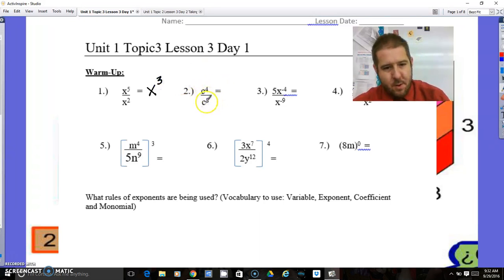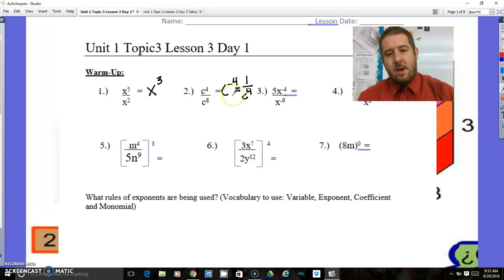This one here, c to the fourth divided by c to the eighth is c to the negative fourth, which is the same thing as 1 over c to the fourth. Now, typically the directions will say you can never use negative exponents in your answer. You can never leave them in your answer, so you have to change them to a positive exponent. But it doesn't say that here, so I didn't have to do that. I could have left it as either answer.